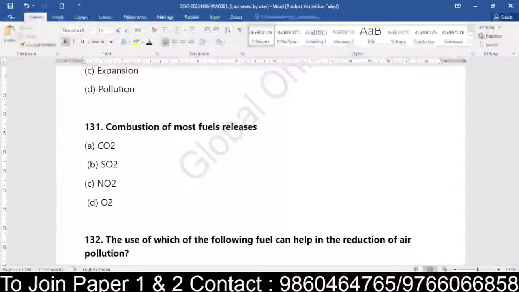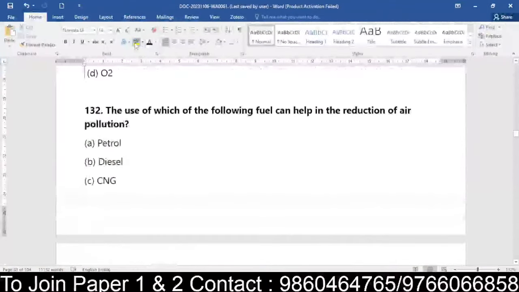Combustion of most fuels releases what? If there is combustion of fuels, it releases CO2, SO2, NO2 or O2. What does it release? Yes, it releases CO2, that is nothing but carbon dioxide. Let's see, answers are coming a little late, but I still hope many of you are right with the answers, so keep it up.